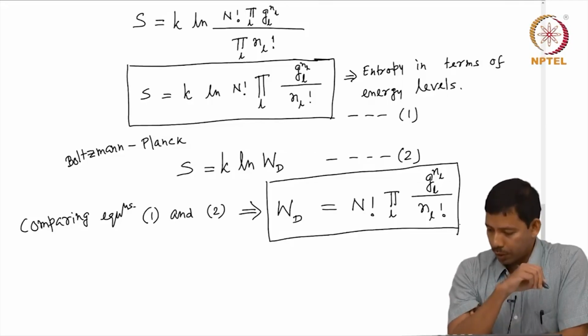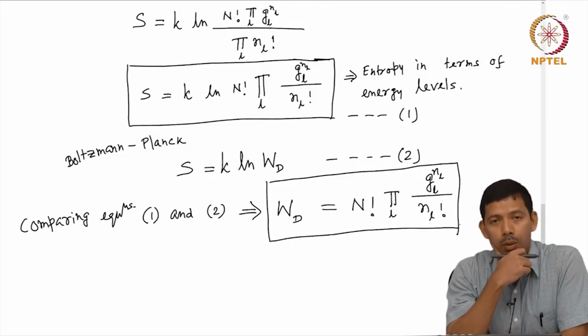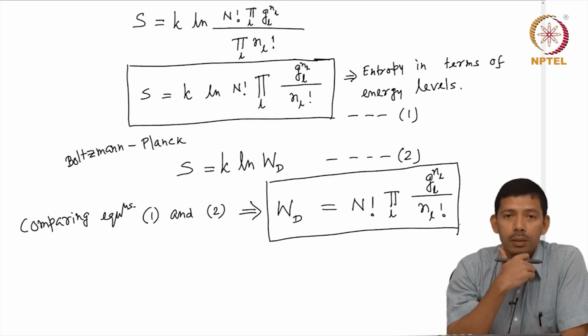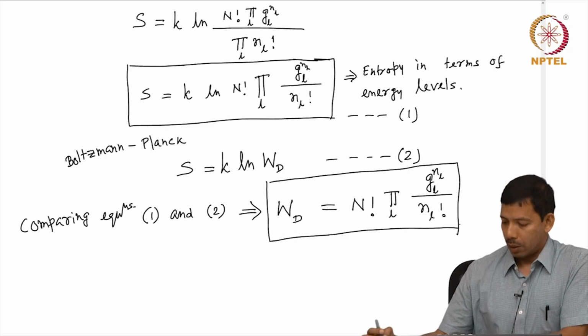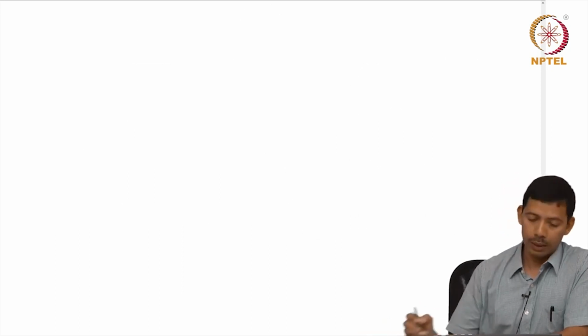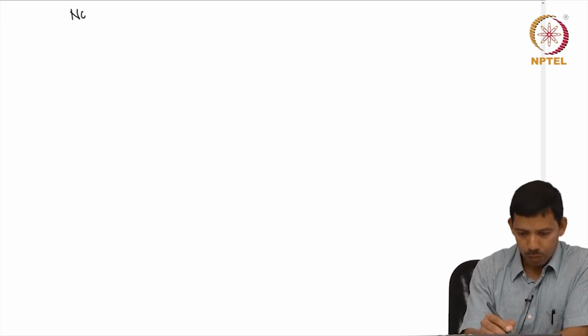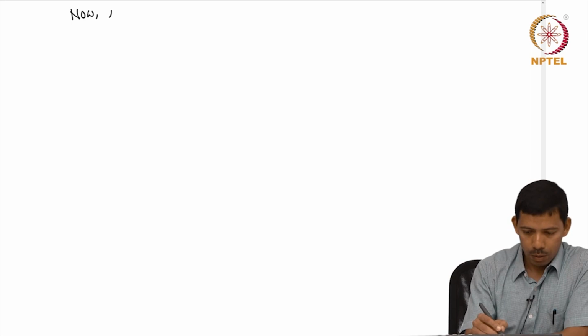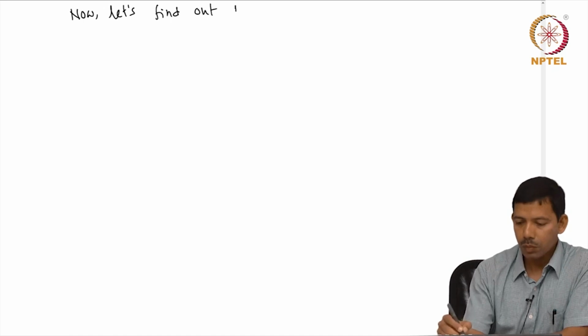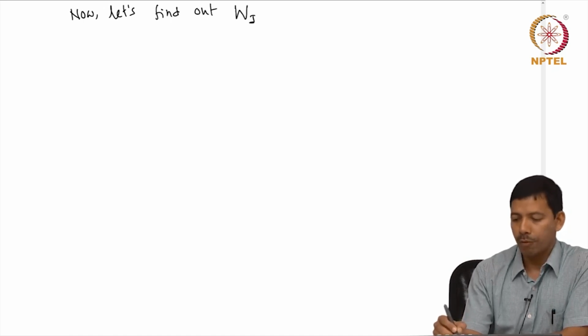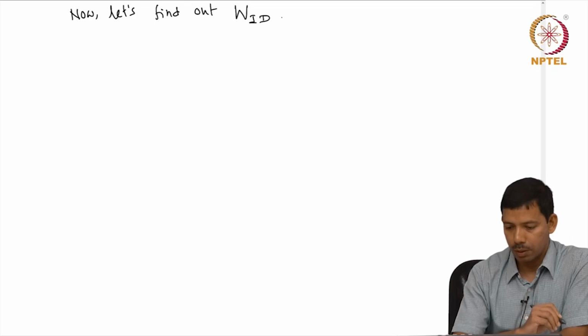So this was our first step, that we got the thermodynamic probability of the distinguishable particles in terms of the energy levels. Now let us look at the thermodynamic probability for the indistinguishable particles.